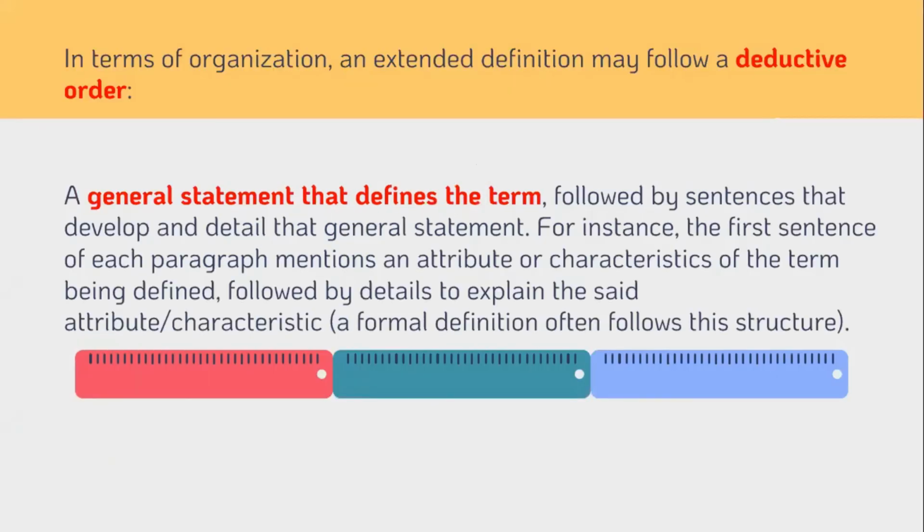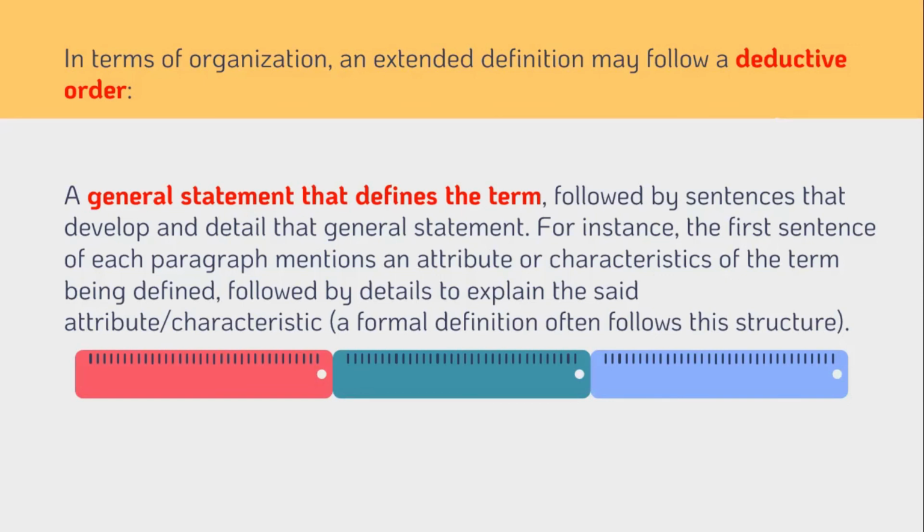In terms of organization, an extended definition may follow a deductive order: a general statement that defines the term, followed by sentences that develop and detail that general statement. For instance, the first sentence of each paragraph mentions an attribute or characteristic of the term being defined, followed by details to explain the said attribute or characteristic. A formal definition often follows this structure.